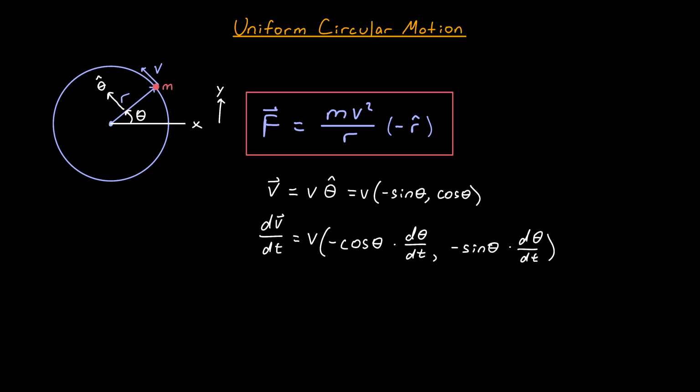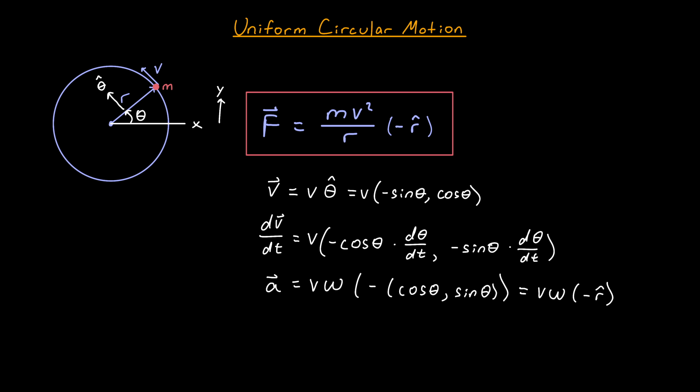So if we factor some of this stuff out, what we're left with is the acceleration, which is the same as dv/dt, is equal to v times dθ/dt, which we write as omega. That's the rate of change of our angle with respect to time. And then we have a minus sign with the vector cosine theta in the x direction, sine theta in the y direction. And you might recognize cosine theta, sine theta as the unit vector that points in the direction of our particle, which we call r hat. So in fact, this acceleration is simply v omega in the direction of minus r hat.